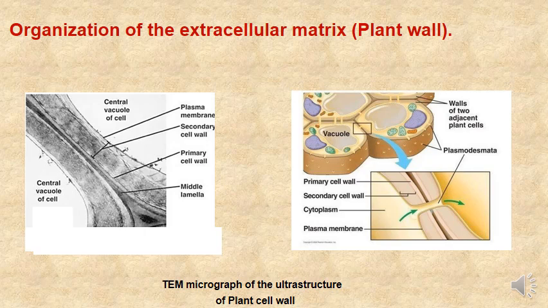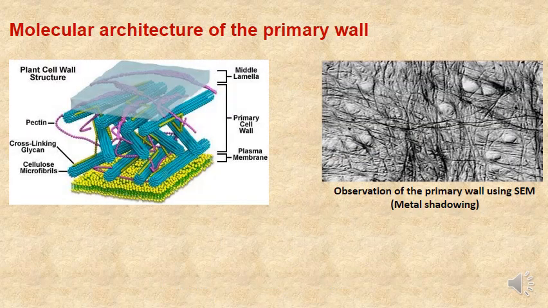The third one is the secondary cell wall. This layer is thicker and more rigid. It's richer in cellulose microfibrils, poorer in hemicellulose and water. It lacks pectin and glycoprotein. This layer provides additional support for the cell and helps to protect it from environmental stress.